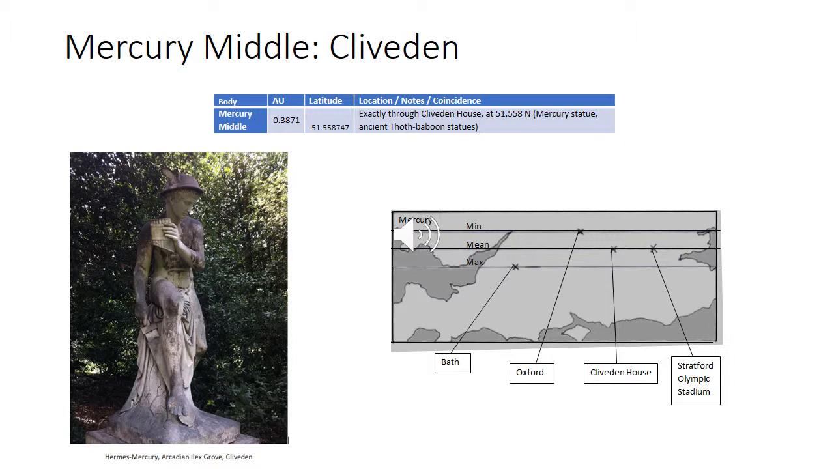Moving on to Mercury now, or Hermes, to give him his Greek name, and you can see here a statue of Mercury from the site of Cliveden by the Thames, in the Arcadian Ilex Grove. And Cliveden House itself is exactly at the mean or middle Mercury orbit distance in the scheme.